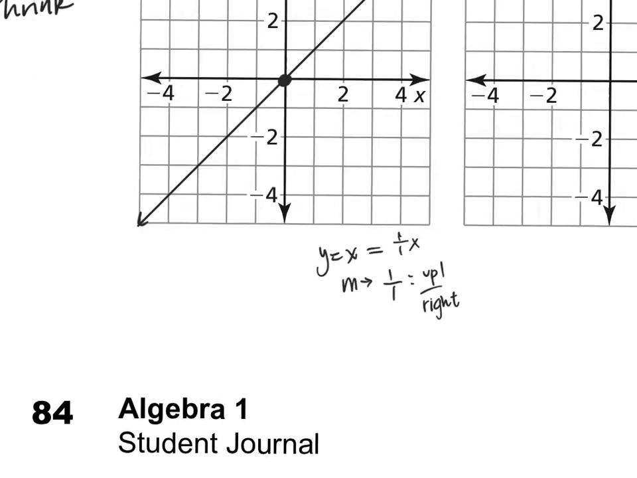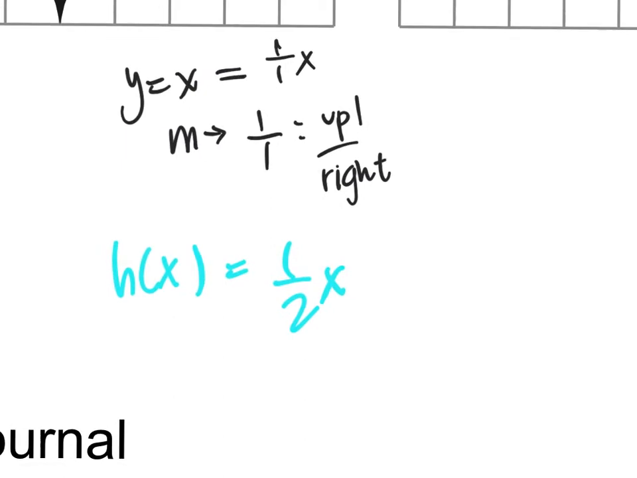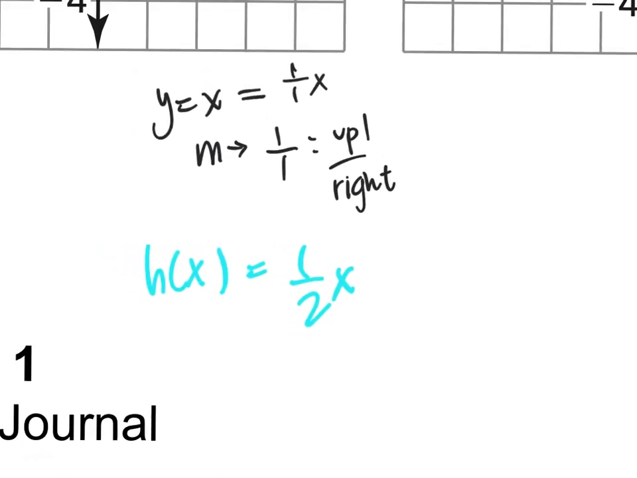Well, I have this new one. This new function says h of x is equal to 1/2 x. So when we talk about slope-intercept form, our slope is going to be 1/2. So we're going to go up 1, right 2. So is this going to give you a steeper line, or is this going to give you a not so steep line? Well, let's talk about this.